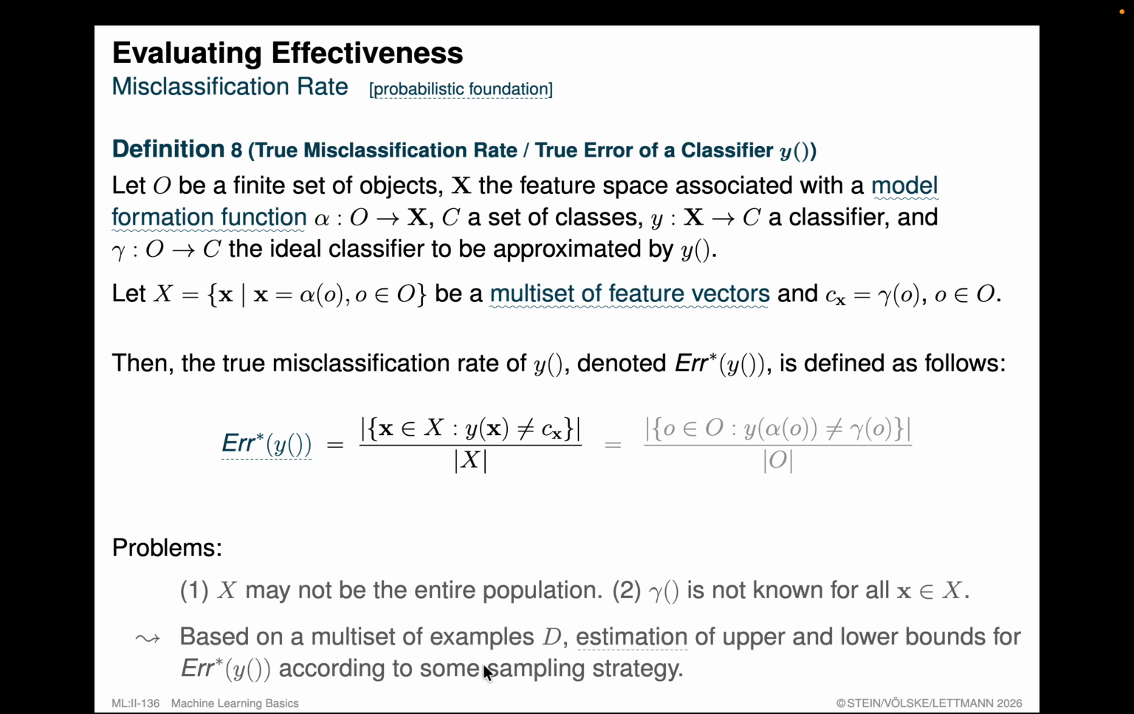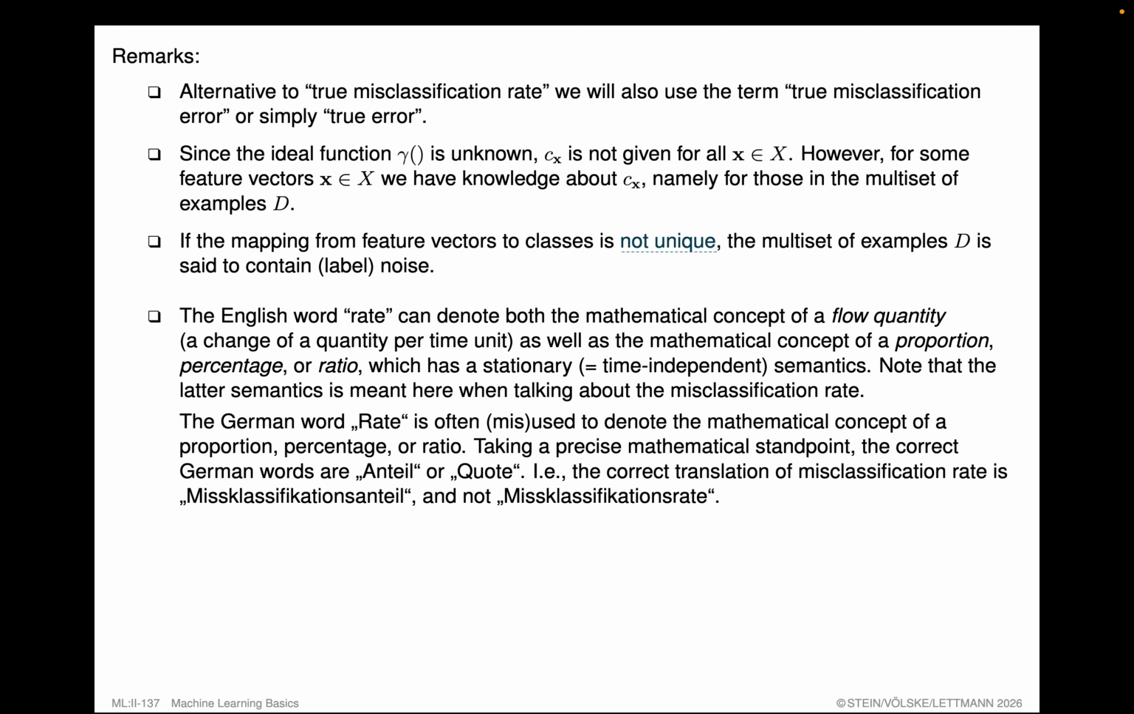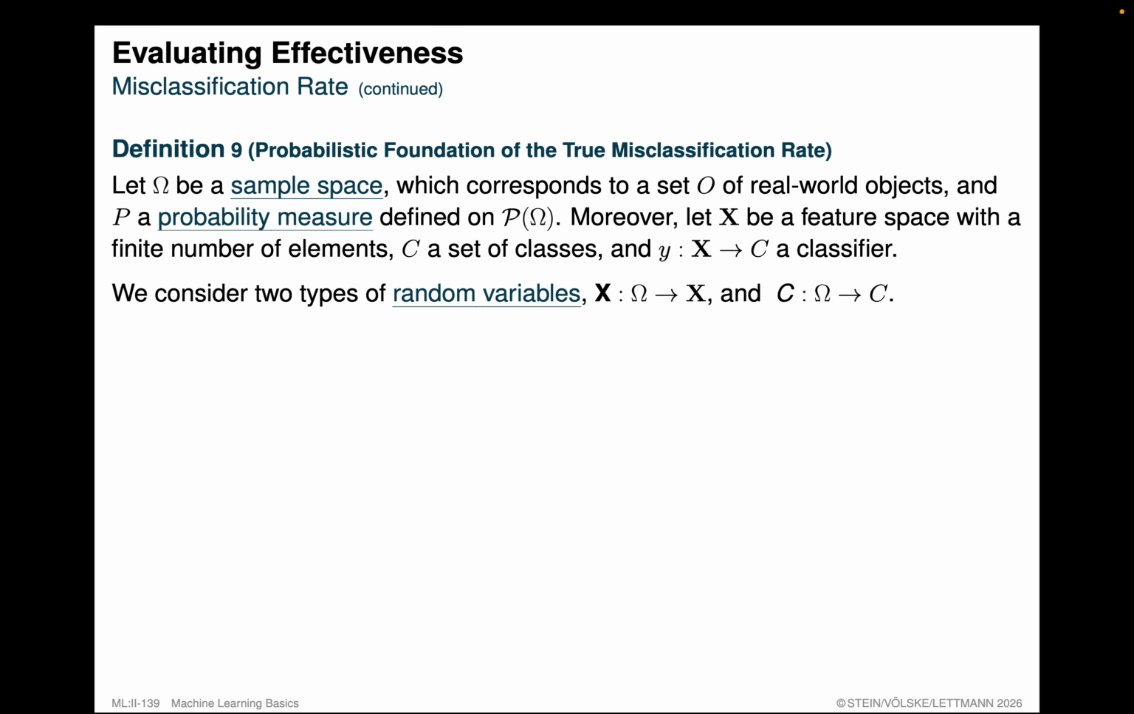What we can do, however, is estimate this error based on a set of examples D. And this estimation is what we call evaluation of y. And the estimation that we want to do should give us perhaps upper bounds and lower bounds of this error, so that we can make an educated decision whether a given model function, based on the data it has been trained on, is actually good or not. All of this is also written here.